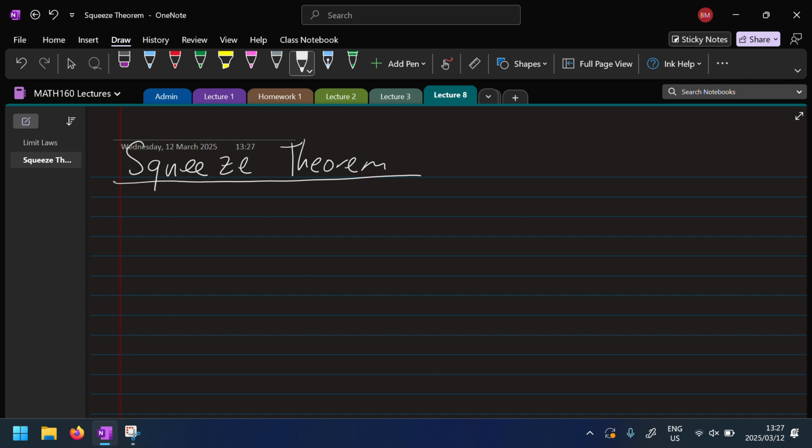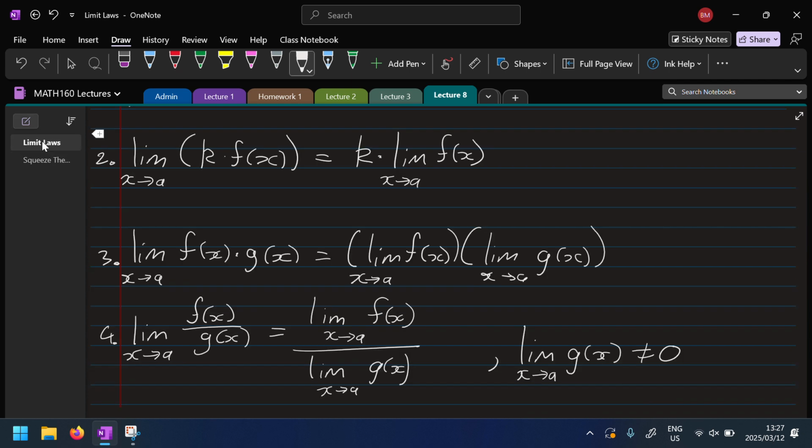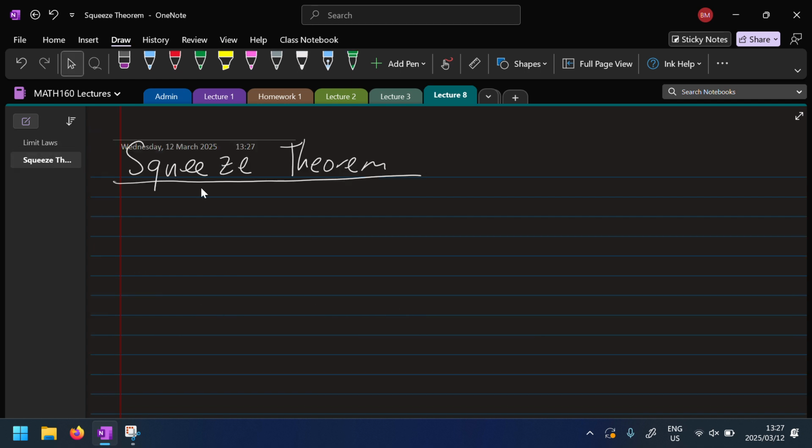Okay. So when evaluating limits, there's a number of tools that we use. The first one is these sets of 5 limit laws. That's your first tool. The squeeze theorem, that's your second tool we're going to use. And then later on, we're going to have L'Hopital's rule. That will be your third tool.